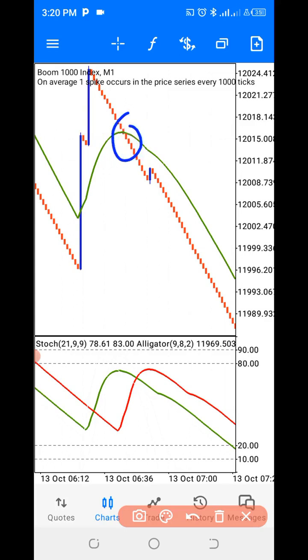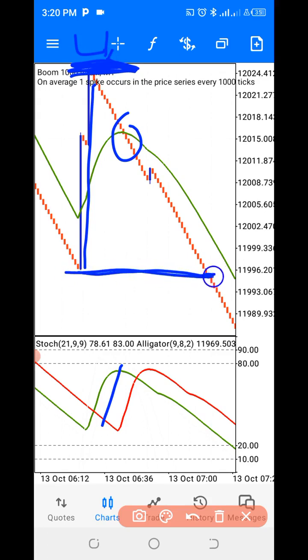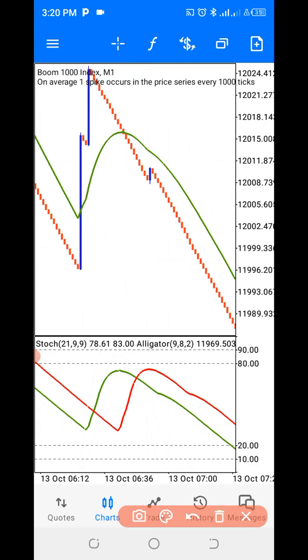You can see after this spike up, you can enter. So your stop loss will be above this spike, which is your lower high, and your target was the lower low here, the previous low. You target this previous lower low as your take profit. So let me share the settings for you.